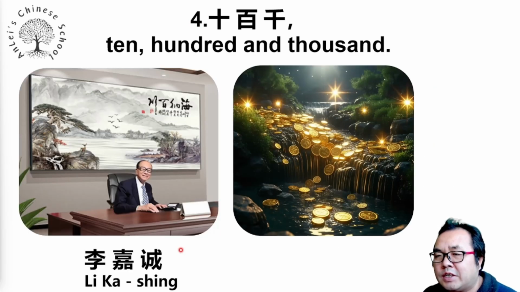And this is Li Jiacheng, Li Ka-shing, the richest Chinese businessman from Hong Kong. In his office, there's one painting, 海纳百川. In terms of business concepts, the spirit of inclusiveness is beneficial for operating with different partners, widely absorbing resources such as talent, capital, and information.